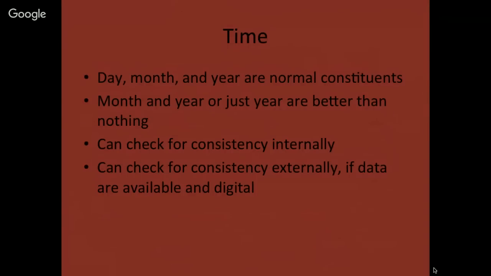And finally, time. Usually we specify time in terms of day, month, and year. Obviously, month and year, or just year, are better than nothing. Again, we can check for consistency, at least internally, and I'll show you some examples of that in a moment. And then we can also check time consistency externally if the data necessary are available. I'll show you an example of that as well.